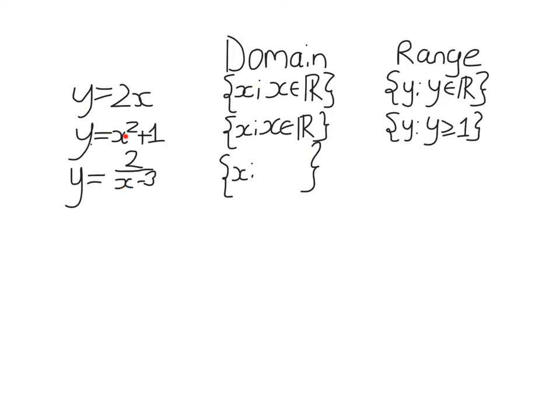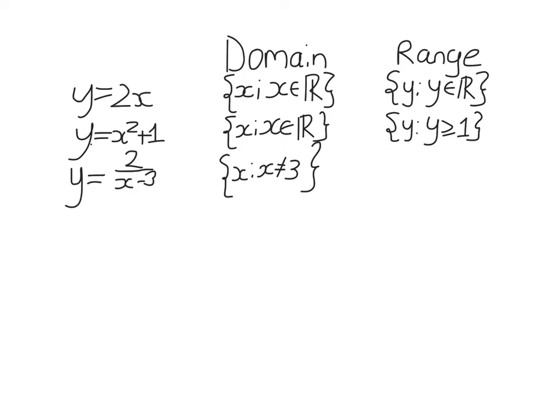You can square any number, you can double any number, but you can't divide by 0. So the bottom of this cannot equal 0. So that means x cannot equal 3. It can take any other value. You can divide by any number not equal to 0. But x cannot equal 3 because then we'd have 2 divided by 0 and you can't divide by 0.